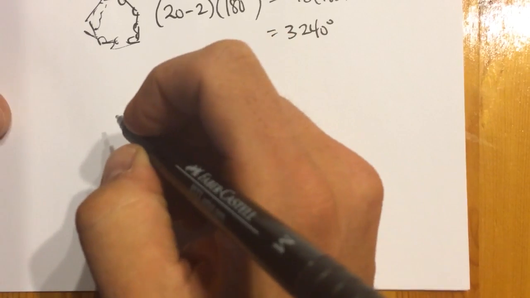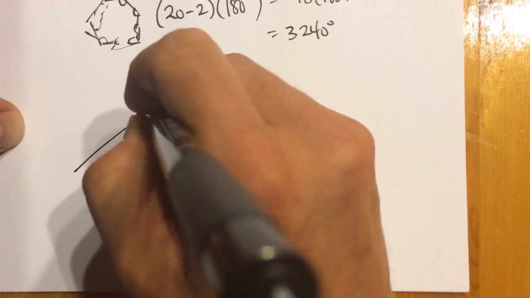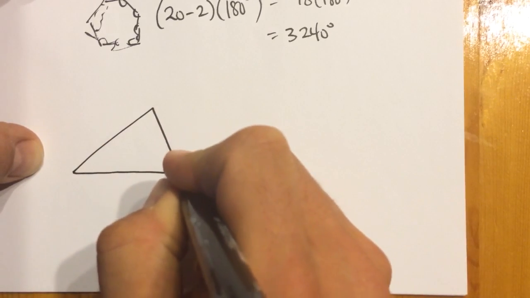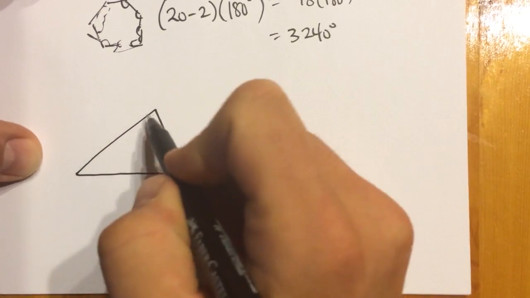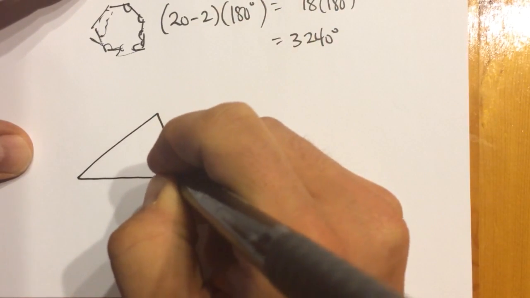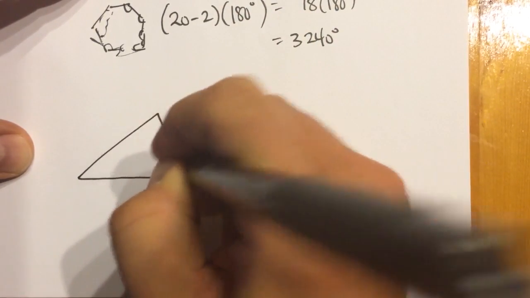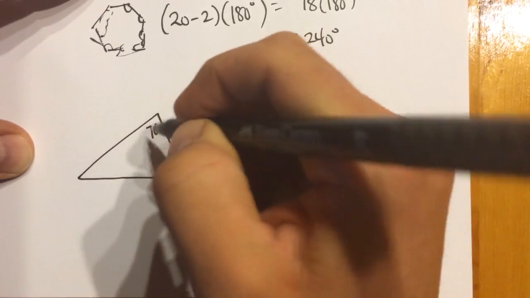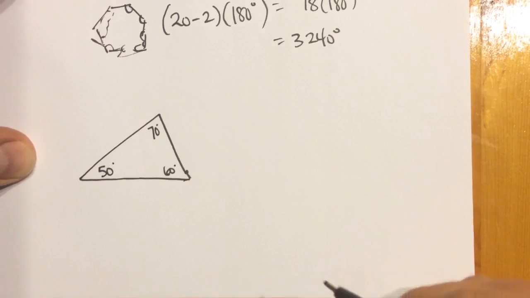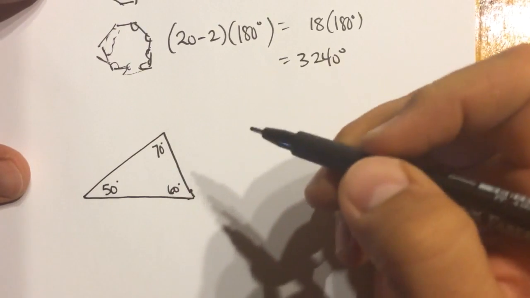Now that's the inside of a polygon. What happens on the outside? So here is a triangle. We know about the inside, adding up to 180. Let me use a specific triangle. Let's go 60 degrees, 70 degrees. That's 130. That means this must be 50 to add up to 180. So there's my insides of my triangle.